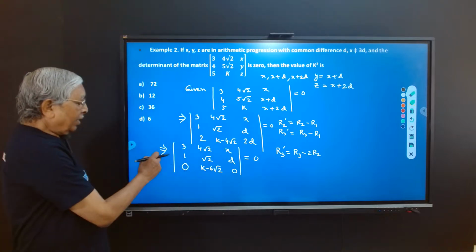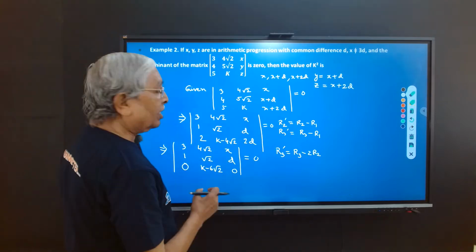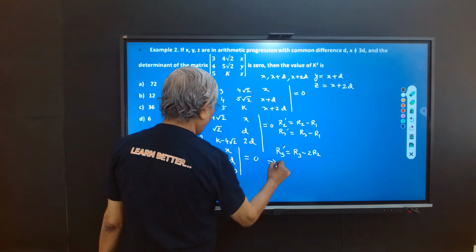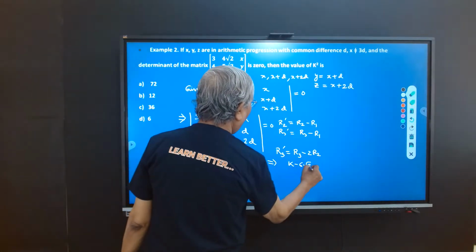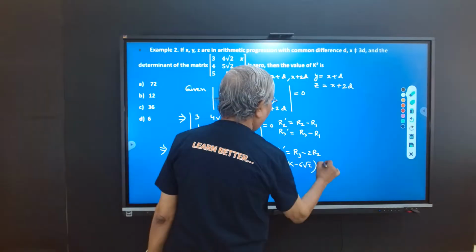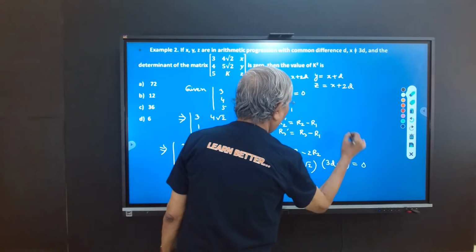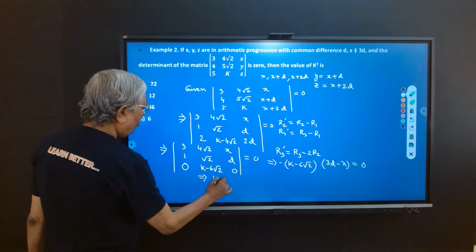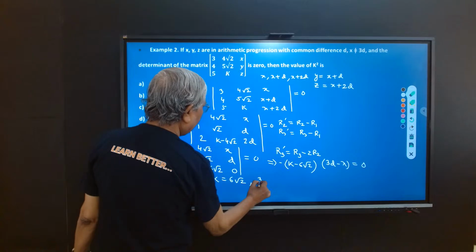Now two elements of the third row are 0, so expand this determinant with respect to the third row. Expanding with respect to the third row, what will we get? We will get (k minus 6 root 2) times (3d minus x) equals 0. So this implies k is equal to 6 root 2 or 3d equal to x.